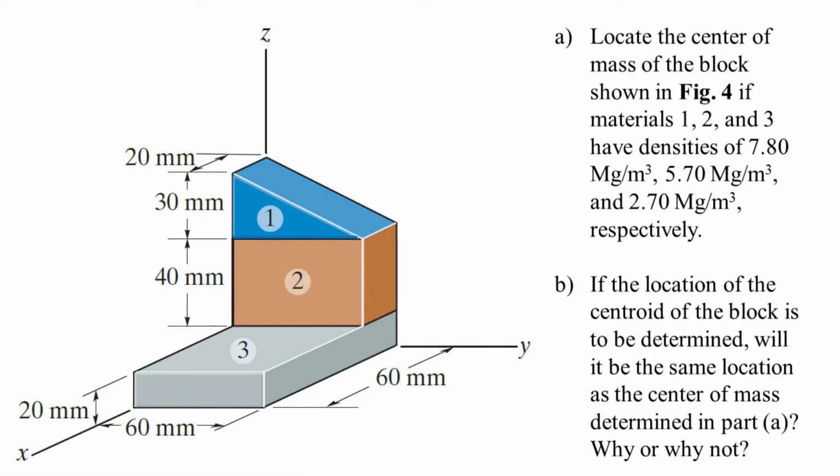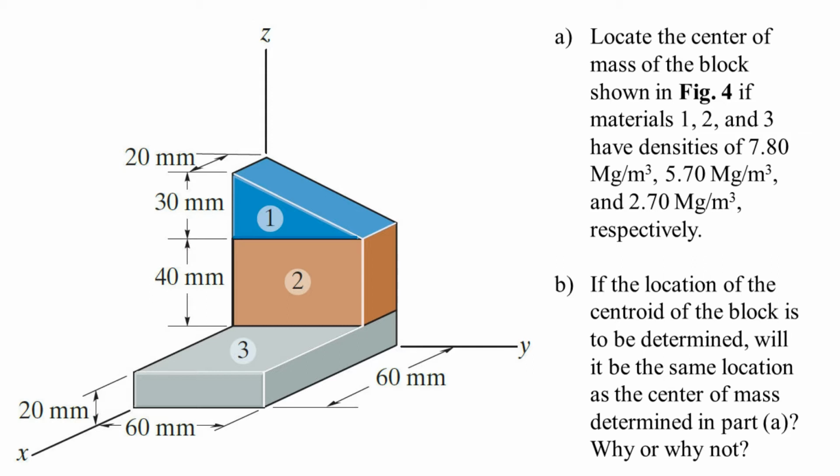Okay, this is question number 3 for today. We have the diagram on the left. It is basically a combination of shapes with different dimensions as shown, and let's take a look at the question. It says: locate the center of mass of the block shown in the figure if materials 1, 2, and 3 have densities of 7.80 megagram per meter cube, 5.70 megagram per meter cube, and 2.7 megagram per meter cube respectively.